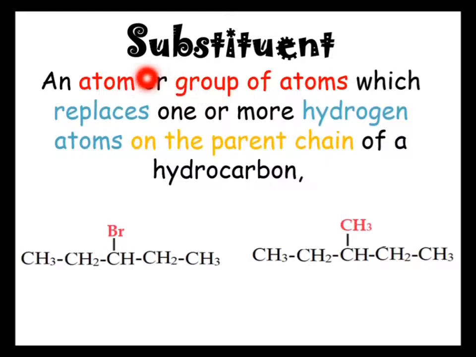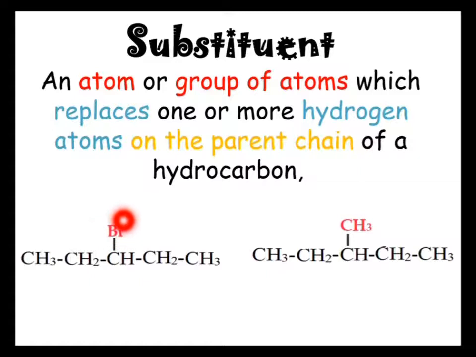Now let me talk more about the substituent. A substituent is an atom or group of atoms which replaces one or more hydrogen atoms on the parent chain, that is the longest chain of a hydrocarbon. Check out this example down here. This is an example of an alkane which has a substituent. You realize that the substituent is Br in this case. It is replacing one of the hydrogen atoms that the carbon should have. And here it is only one atom.